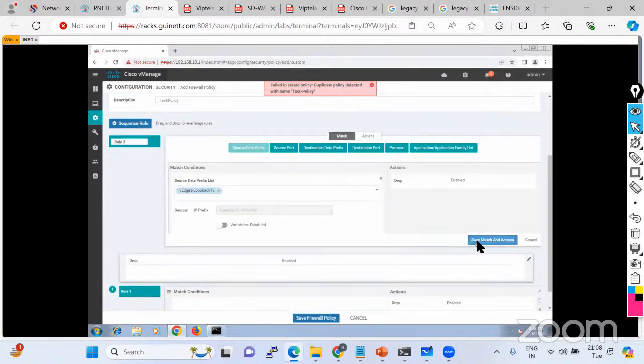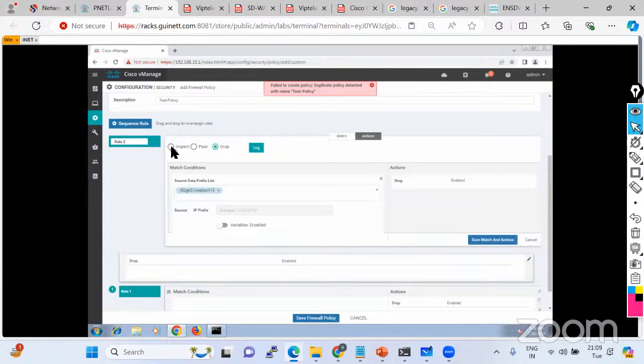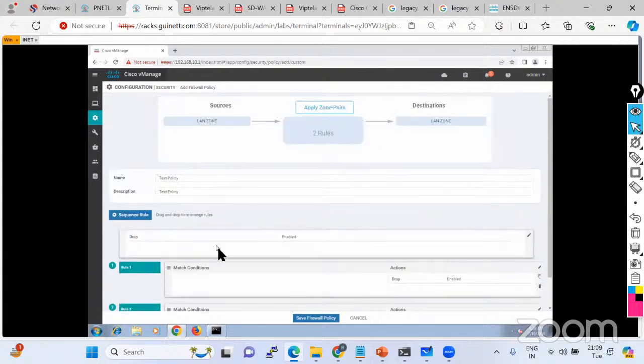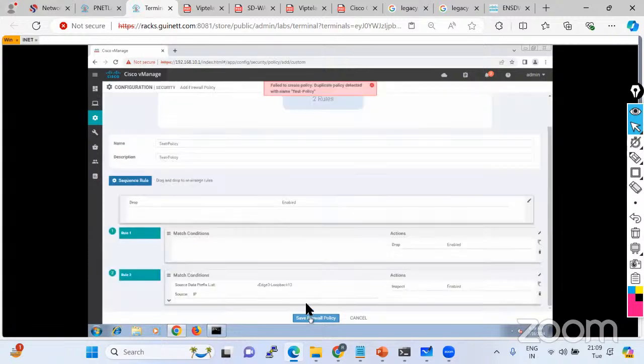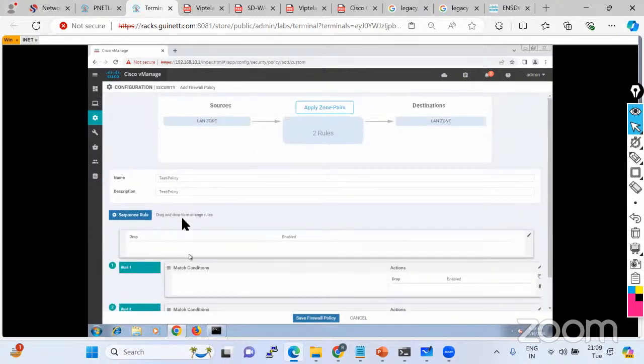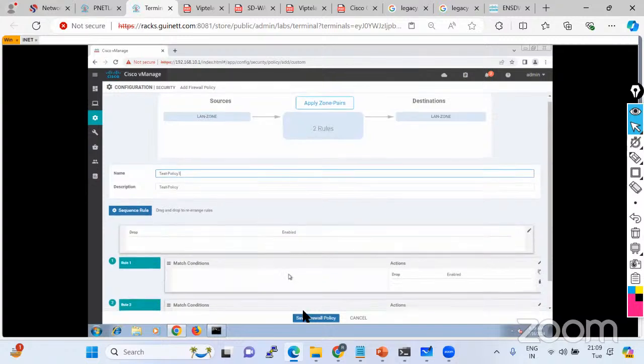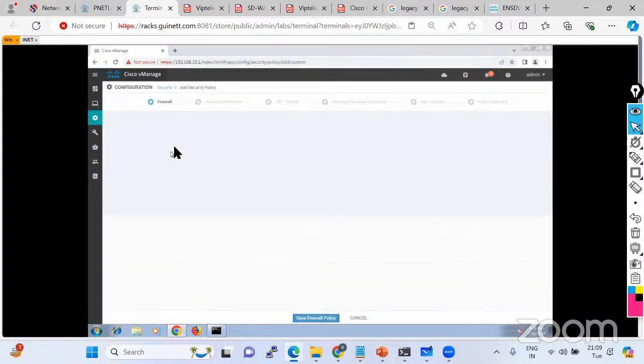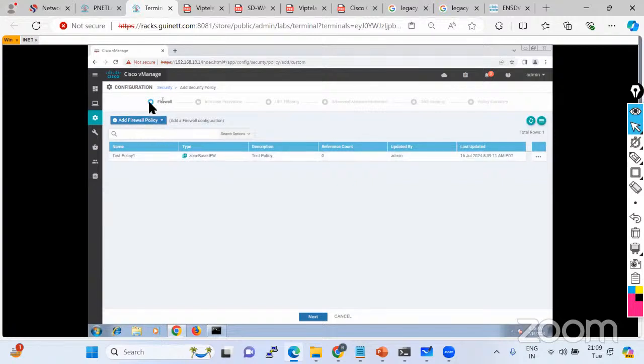Let me go here, inspect, save, right, save this. Duplicate policy. Let me create. Okay, so the name was matching, earlier it was created. So see, we created the firewall.